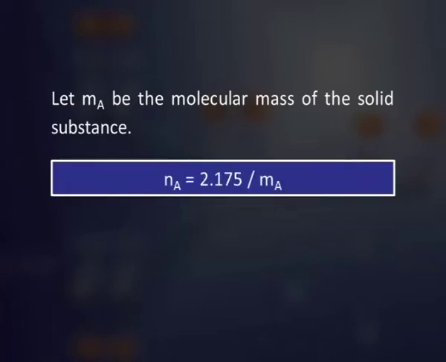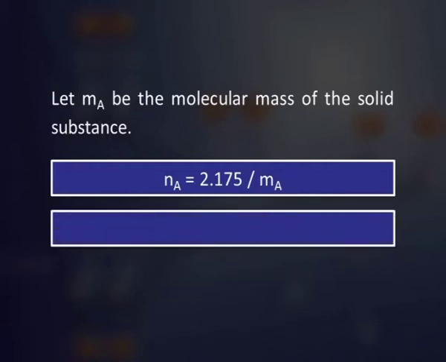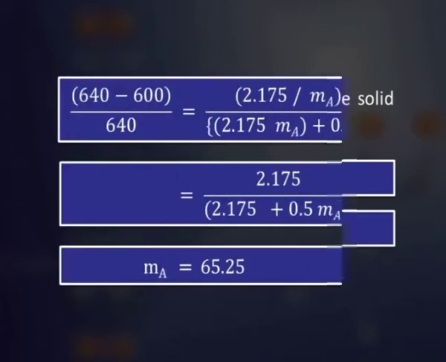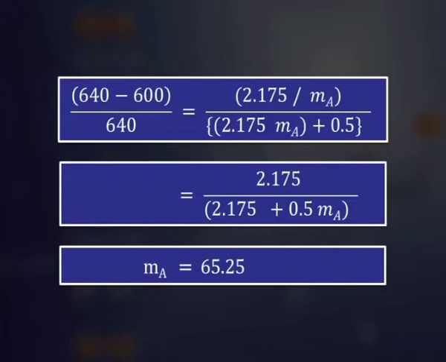Let Ma be the molecular mass of the solid substance. Now, number of moles of solute will be equal to 2.175 upon Ma, and number of moles of solvent will be equal to 39 upon 78 equal to 0.5. It is because molecular mass of benzene is 78. Substituting all these values in Raoult's law equation, you will get Ma, that is molecular mass of solute, to be equal to 65.25.